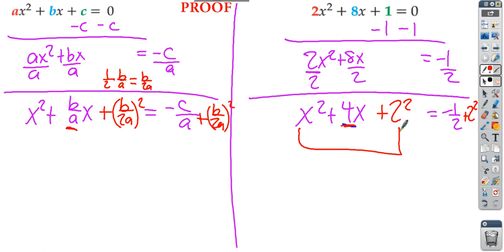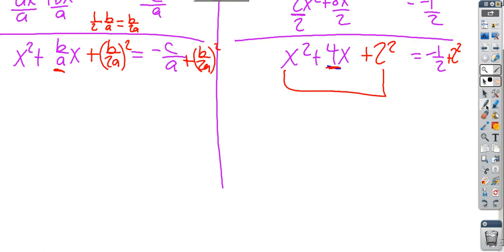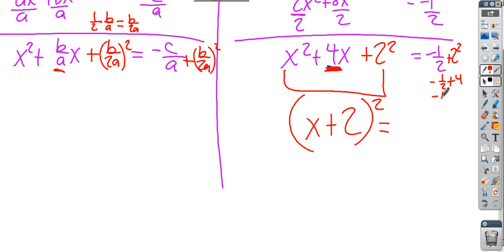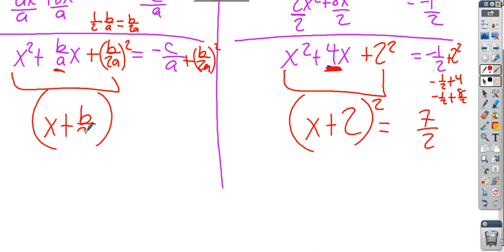Okay, on the side with the numbers, this is now a perfect square. This can now be factored. It's going to be x plus 2, and again the 2 came from half of that number, equals, and then negative 1/2 plus 4, well 4 is like 8 over 2, so negative 1 over 2 plus 8 over 2, that would be 7 over 2. Same thing over here, this can now factor, it's a perfect square, it's going to be x plus b over 2a. Where did that come from? b over 2a is half of that number. And you might remember from earlier in the chapter we said the vertex always occurs at negative b over 2a. The reason why is negative b over 2a plugged in there would make that whole parentheses equal to 0.